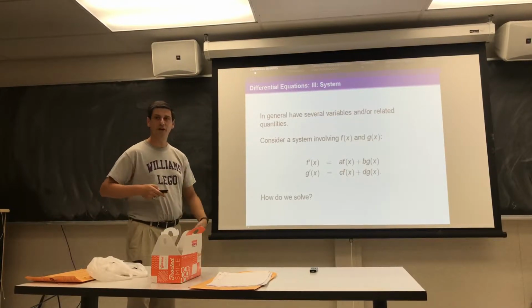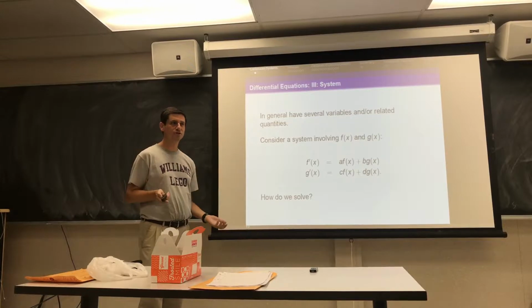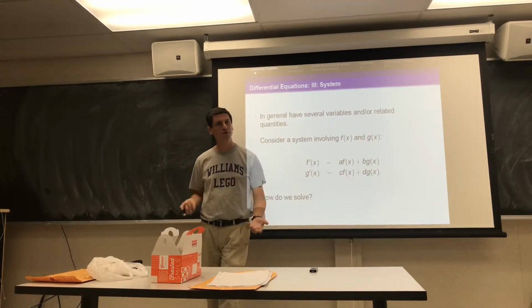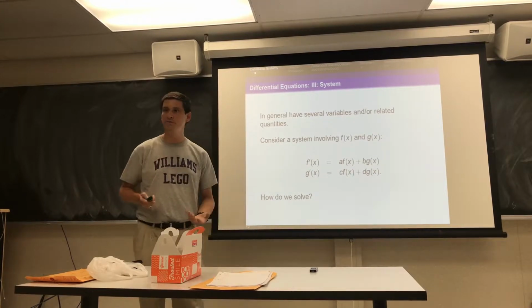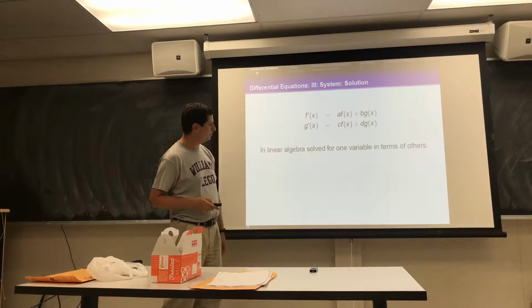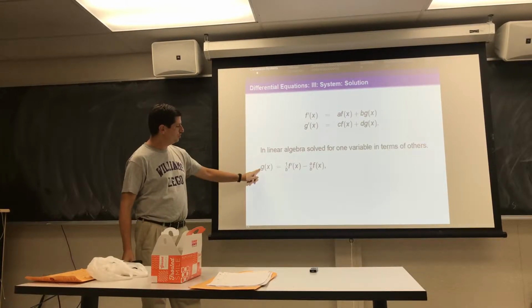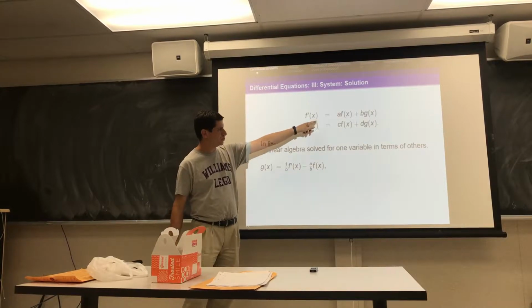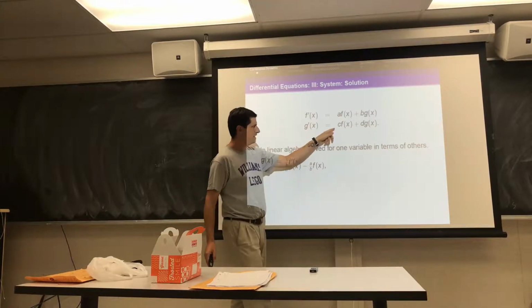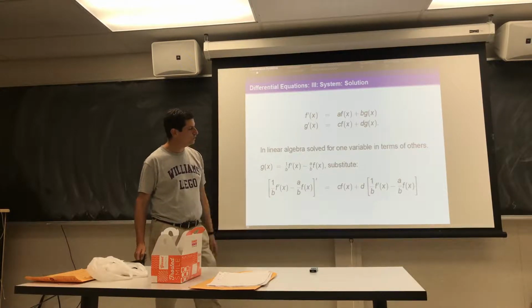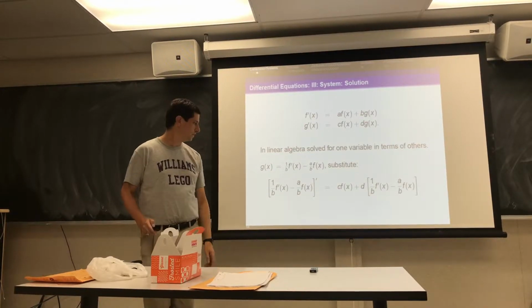Well, if you think back to linear algebra, before you got onto the matrices, you would often say, well, let me solve for one variable in terms of the other and substitute in, and let me try to eliminate the number of variables. So let me try to solve for g in terms of everything else. So g of x will be 1 over b f prime minus a over b f of x. I'm just solving for g. And now I can substitute into this equation, and I get something that only involves f and f prime.